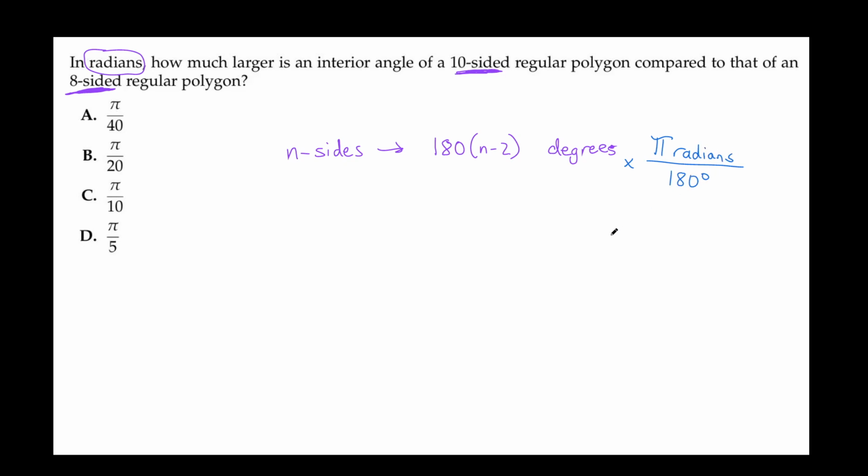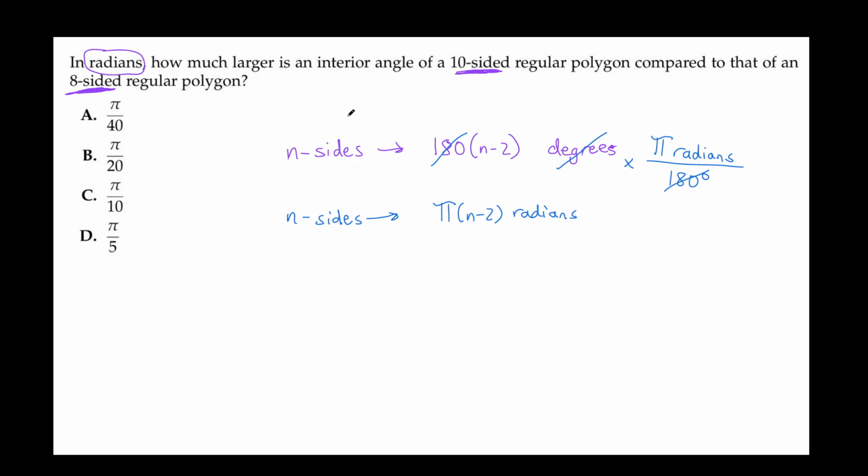Using the fact that 180 degrees is the same thing as pi radians, then I might say that my 180 degrees cancel out, with that conversion factor having 180 degrees on the bottom. That tells me that when I have n sides in a polygon, that corresponds to pi times n minus 2 in radians. That looks a lot better.